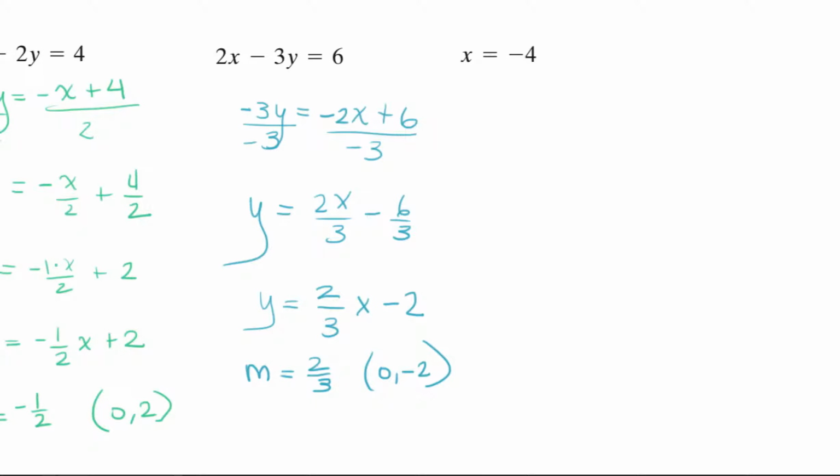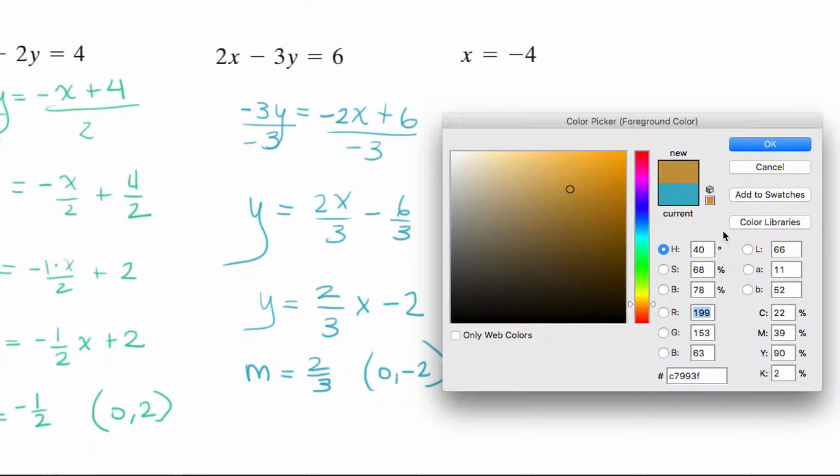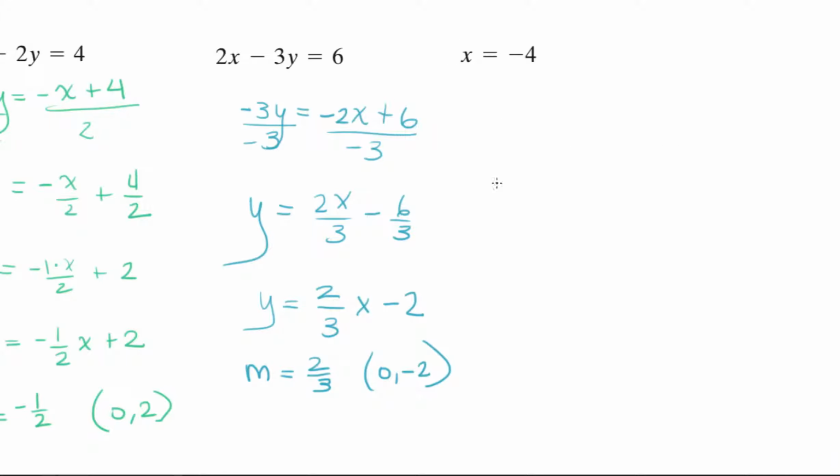Now, for our last example, x equals negative 4. What type of line is x equals negative 4? Well, when x equals a number, this is a vertical line. Therefore, the slope is undefined. Or infinity.